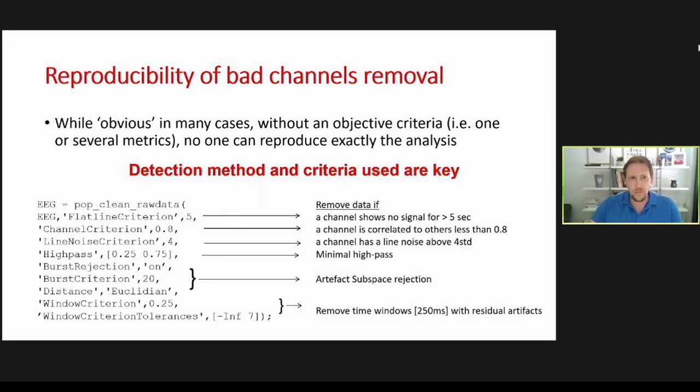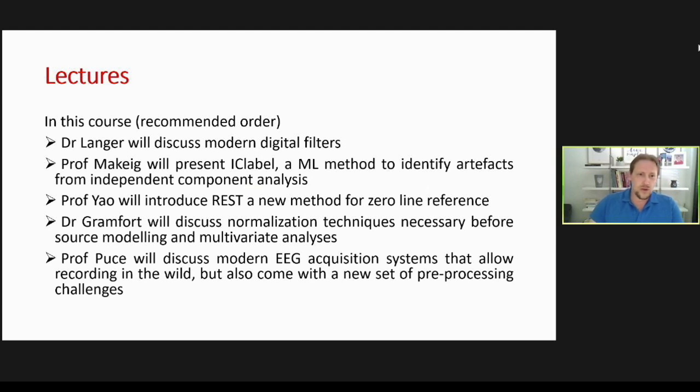So in this course, different lectures will be given on different aspects of such a pipeline. Dr. Lange will discuss modern digital filters. Professor Makeig will present ICLabel, which is a machine learning method to identify artifacts from ICA. Professor Yao will introduce REST, a new method for zero-line reference. Dr. Gramfort will discuss normalization techniques, which are necessary before source modeling and multivariate analysis. And finally, Professor Puce will discuss modern EEG acquisition systems. These allow recording in the wild, but also come with new sets of pre-processing challenges.